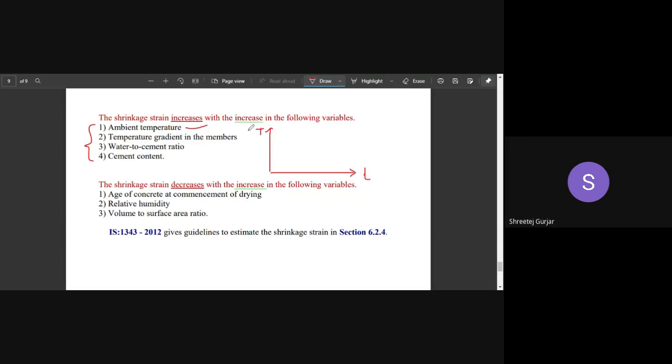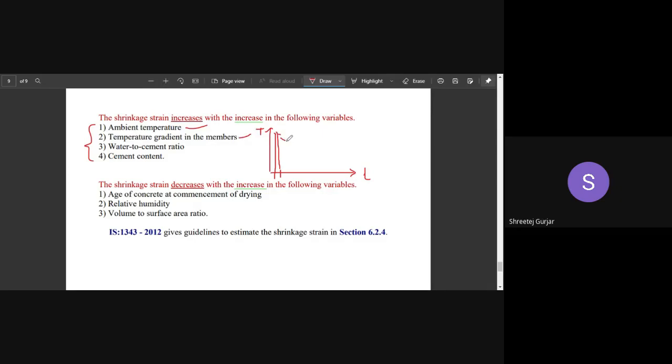Okay, so if the temperature gradient, meaning slope, is steep, there is a loss of moisture in a lesser amount of time, right? So in this much amount of time there is loss of moisture. But if the temperature gradient is increased like this, there is an increase in shrinkage strain.